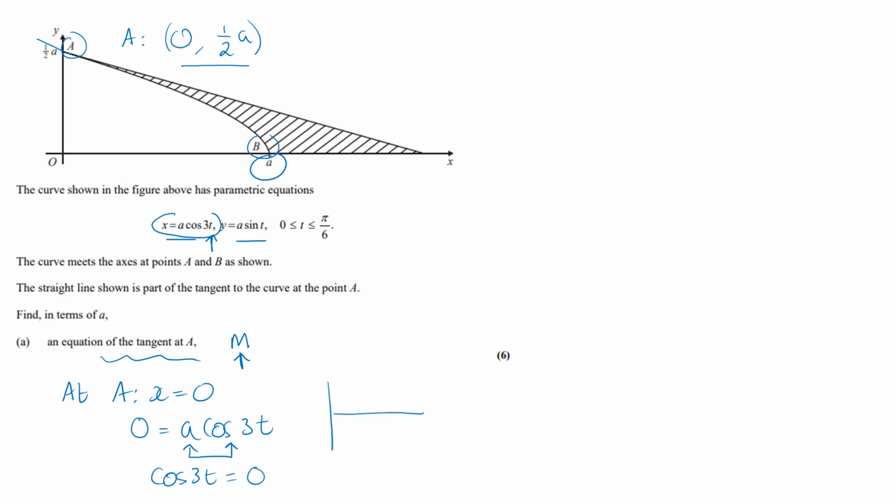And then thinking about our cos graph, where does the cos graph equal 0? There at pi by 2. So 3t, the angle, will have to be pi by 2. So t will have to be pi by 6. So if you want to think of it in terms of degrees, that's 30 degrees.